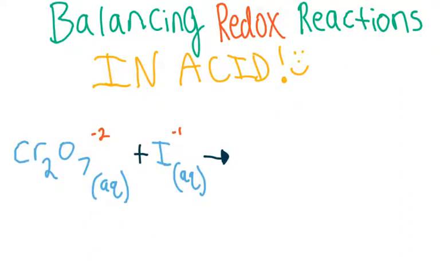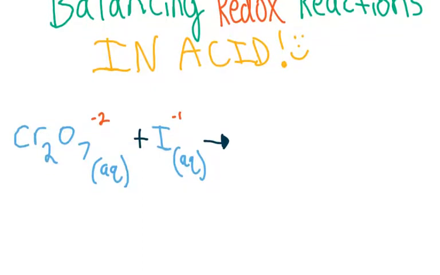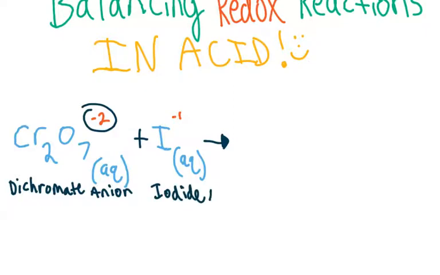This is our example that we're going to be looking at today. It's going to be the dichromate anion. I'm going to write that down. This is the dichromate anion. It's an anion because it has a negative charge of -2, and then we have an iodide anion reacting with an iodide anion. So this is going to be our iodide anion. Both of these are in an aqueous solution, and both of these are going to react.